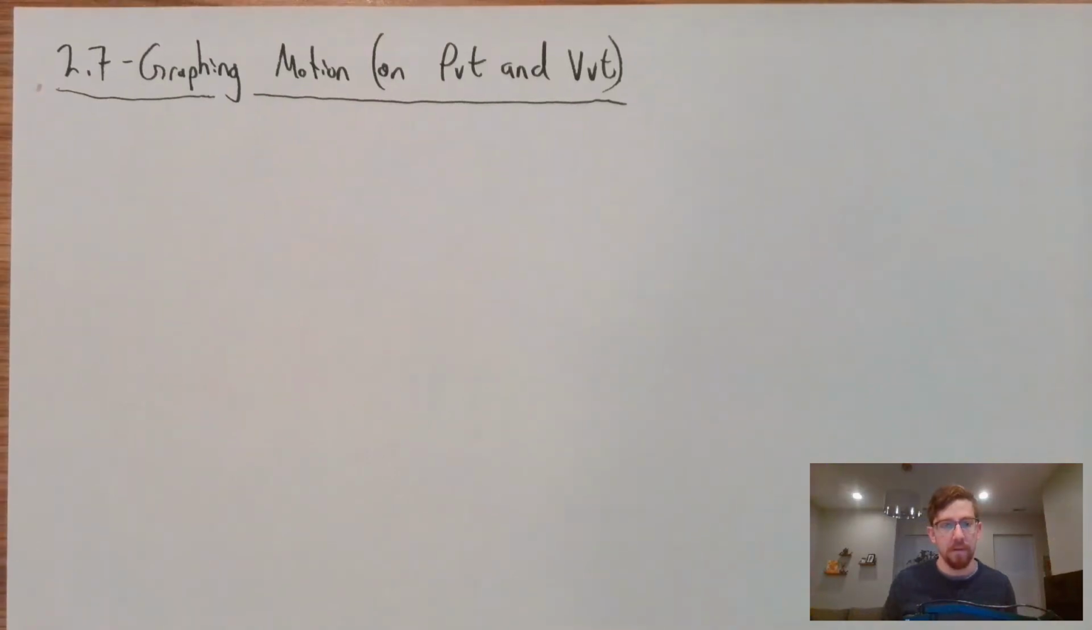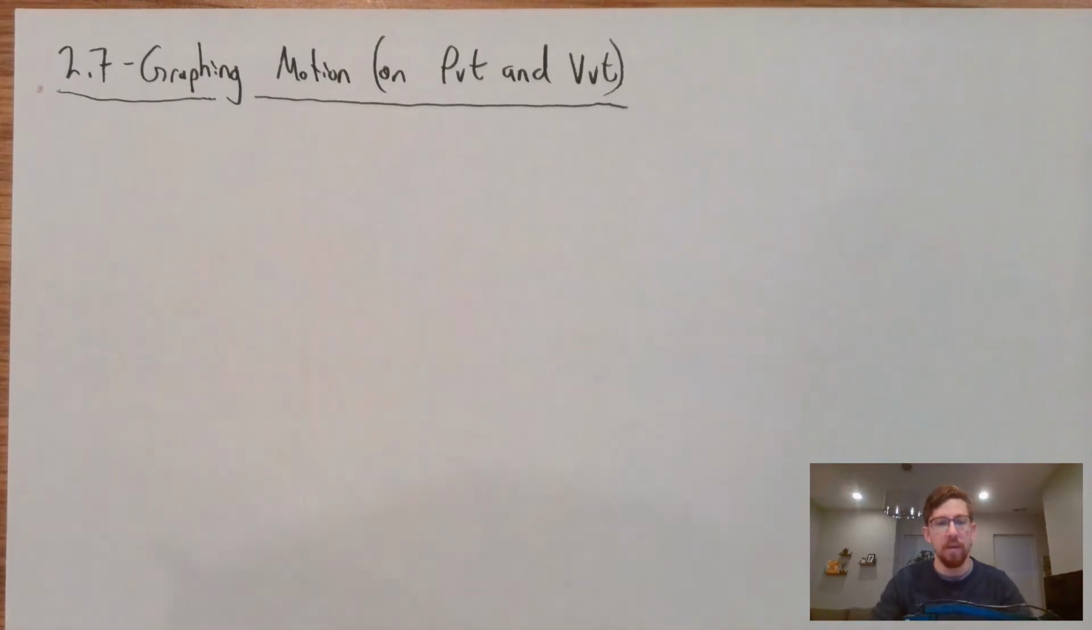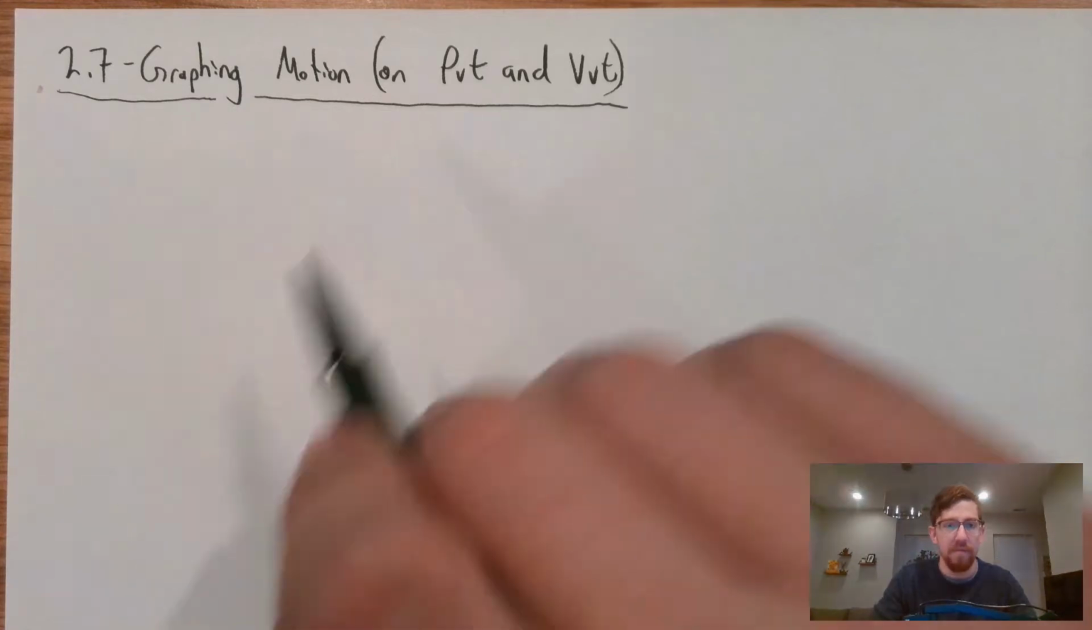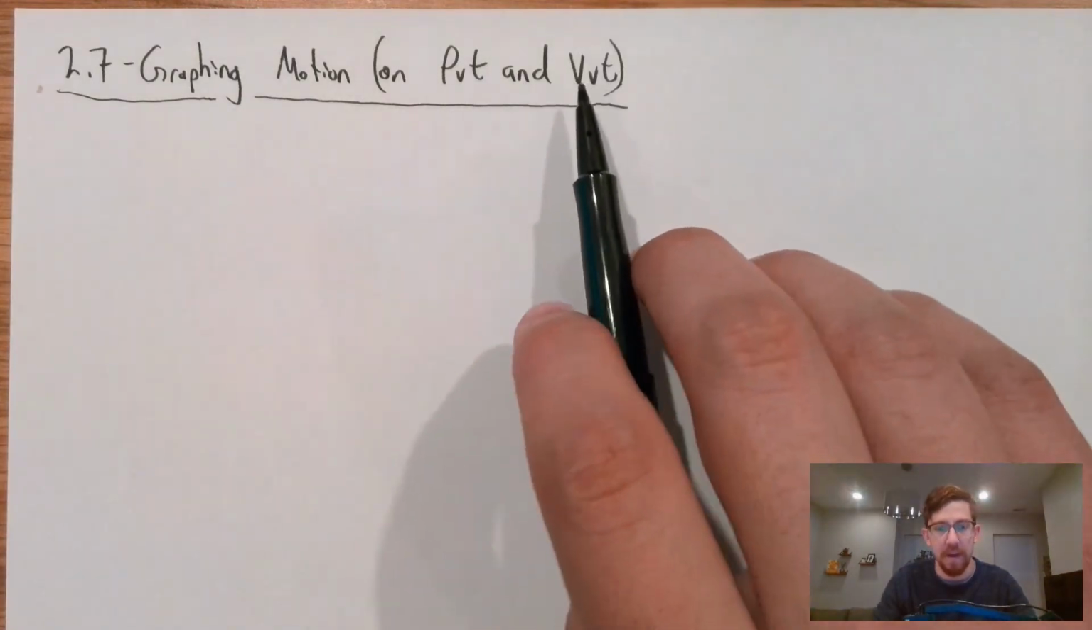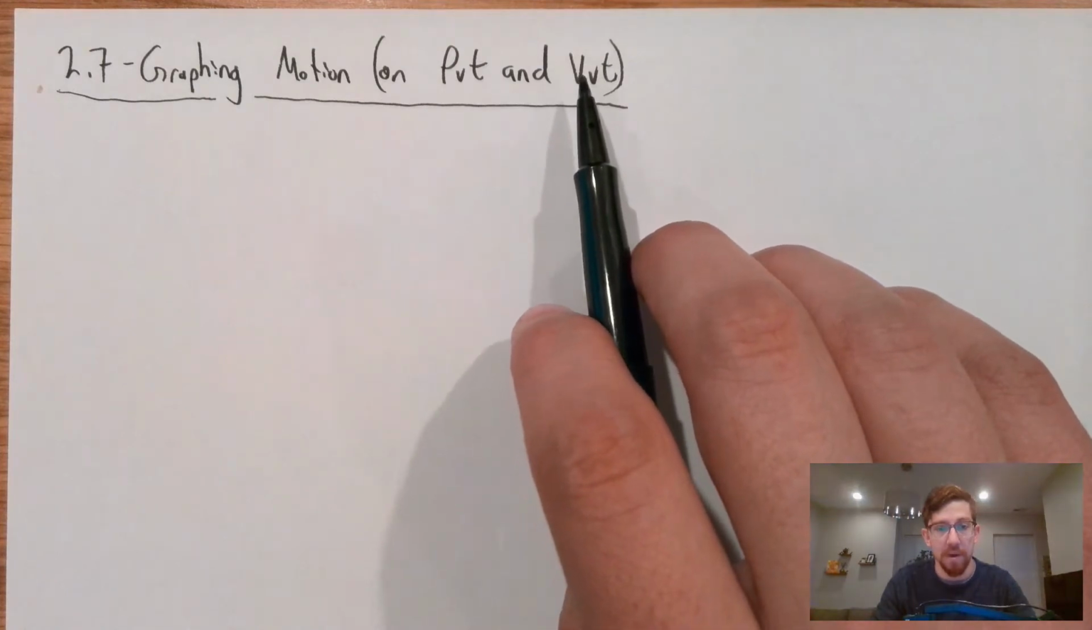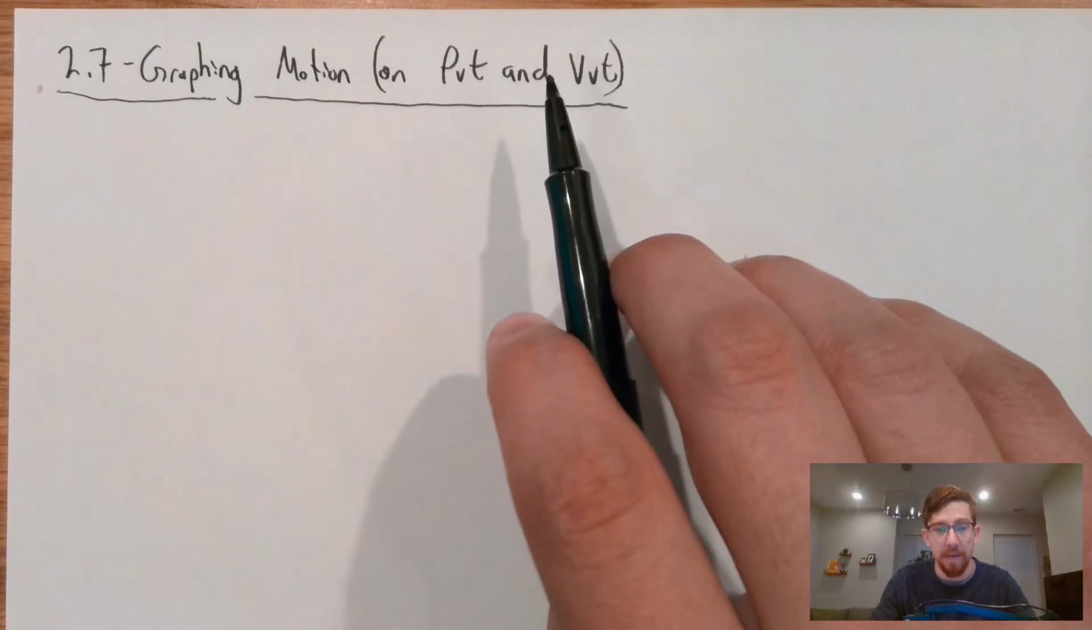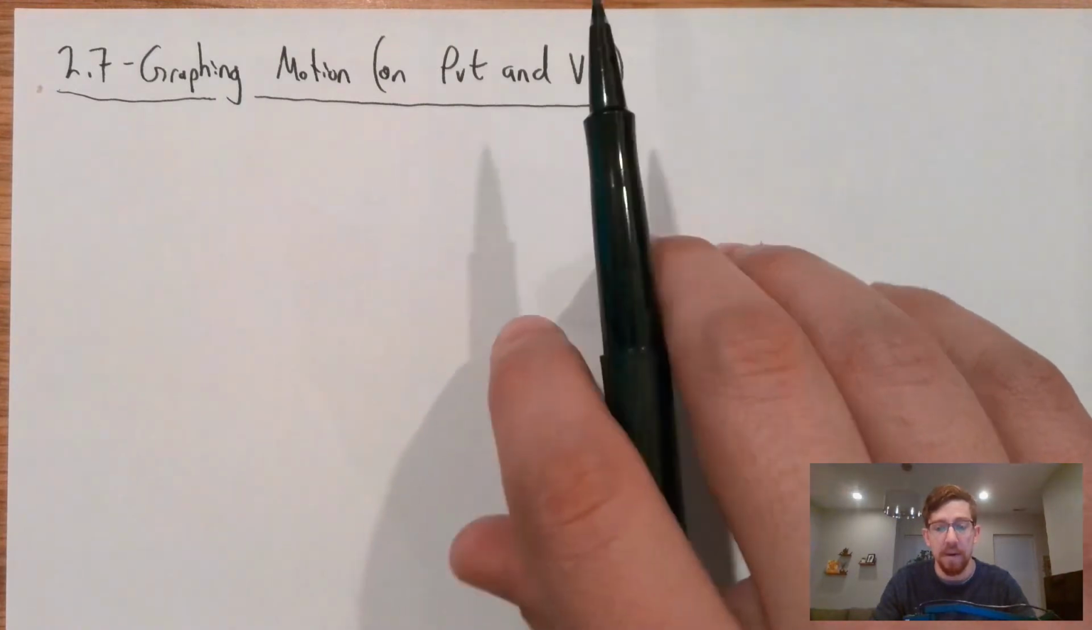Okay, hello and welcome to lesson 2.7, where we'll be using graphs to represent the motion of objects. There are two types of graphs we're going to see in this chapter. We have the position versus time graph and the velocity versus time graph. Also, what we're going to be doing with these is we're going to calculate slope and we're going to calculate the area under the graphs.